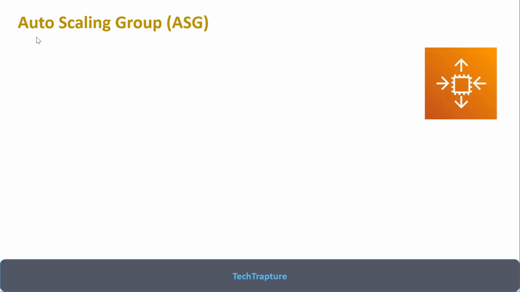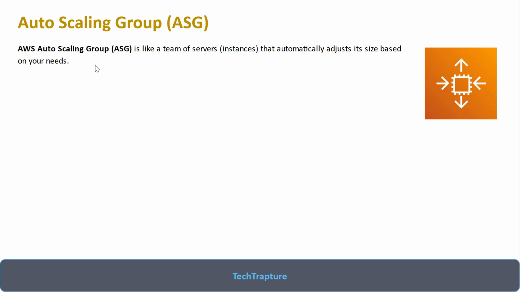ASG is Auto Scaling Group in AWS. You can see ASG is like a team of servers or EC2 instances that automatically adjusts its size based on your need. It means the size of the team. Suppose currently there are 2 EC2 instances, but your application is growing. There is a high load, it will go to 3, it will go to 4 based on your scaling requirement and your configuration.